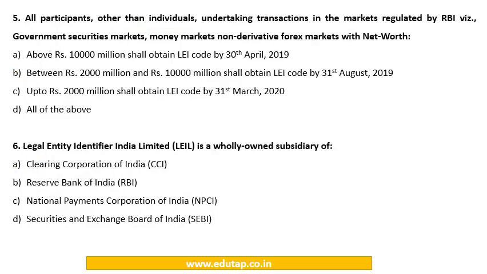Next question. All participants other than individuals undertaking transactions in the markets regulated by RBI, with government securities market, money markets, and non-derivative forex market with net worth. Options are: above rupees 10,000 million shall obtain LEI code by 30th April 2019. Between rupees 2,000 million and rupees 10,000 million shall obtain LEI code by 31st August 2019. Up to rupees 2,000 million shall obtain LEI code by 31st March 2000. So we have seen that all these timelines with regard to obtaining of this LEI code are correctly mentioned here. So the answer is going to be option number D.